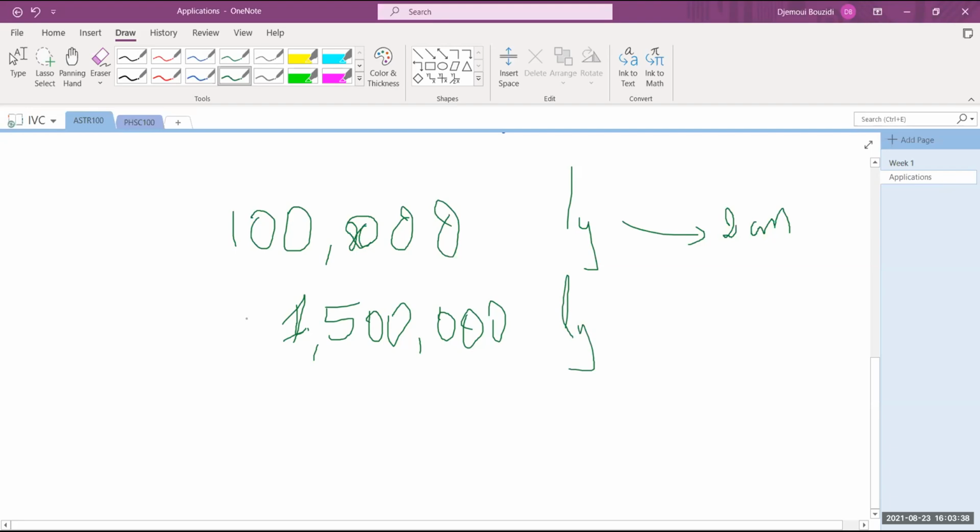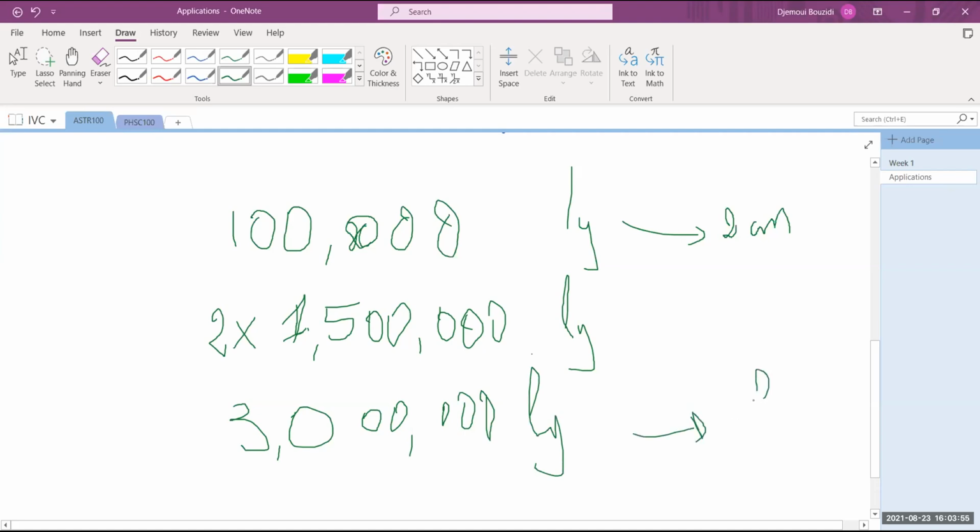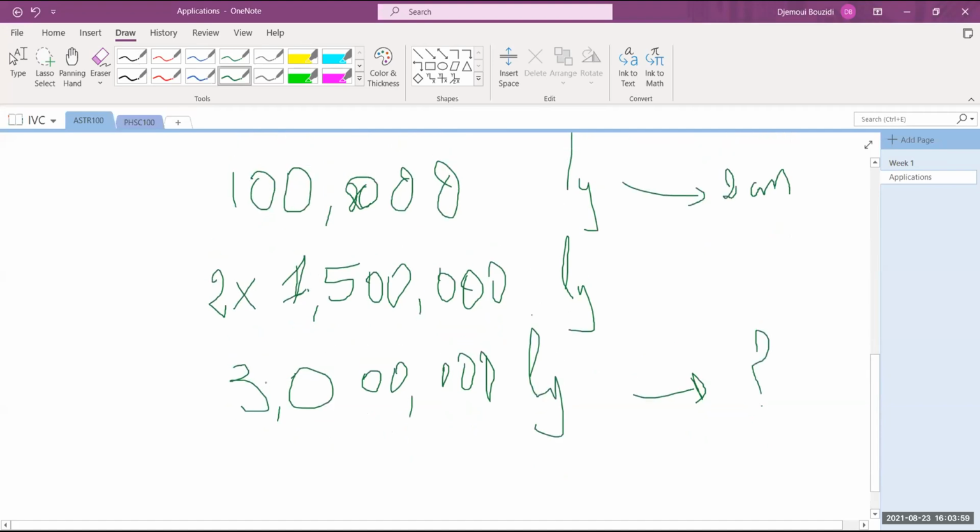And this is just the radius. So I have to multiply this by 2 to get the diameter. The diameter is always twice the radius. So this is 3 million light years across. So the question is, how big is this? So what I do in this case is 3 million times 2, that's 6 million, divided by 100,000.